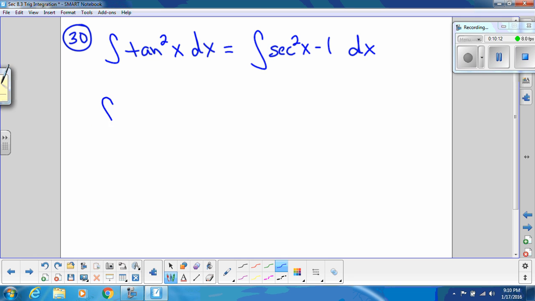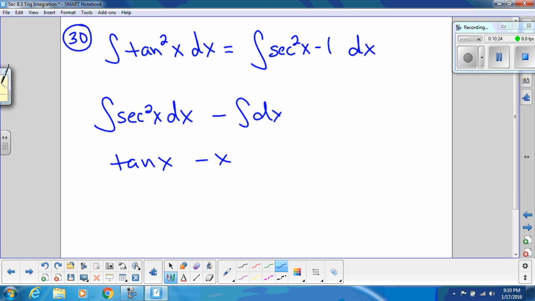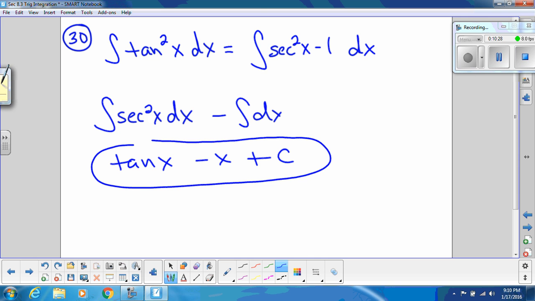So this is going to be simply, what's the derivative of secant squared? Well, that's just tangent, right? Okay, so this is going to be tangent of x. This is just going to be minus x and then plus c. So that one's pretty easy. But if you had more tangents, you would just keep them as tangents and then use that as your u, and then secant squared would be your du.